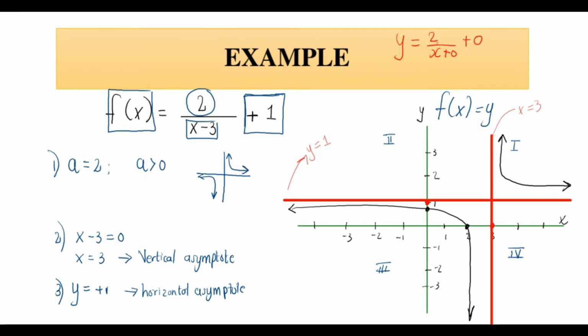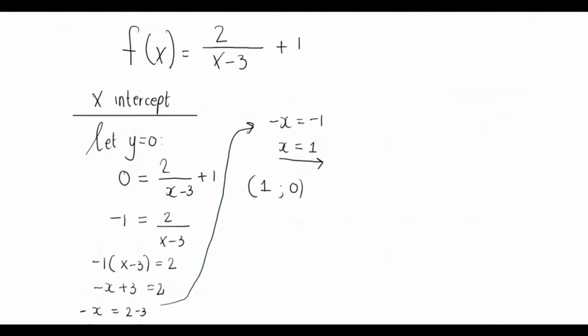So then that also tells us that we can just fix this here. We already know that when y is equal to 0, x is equal to 1. So that is our x-intercept there. Cool, let's go on to our y-intercept.